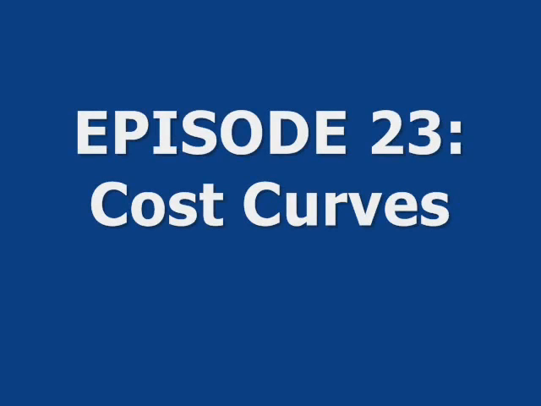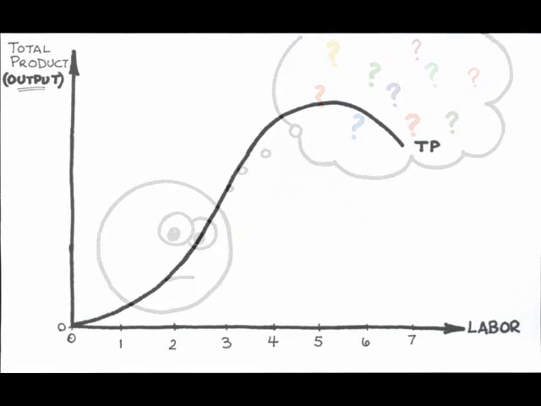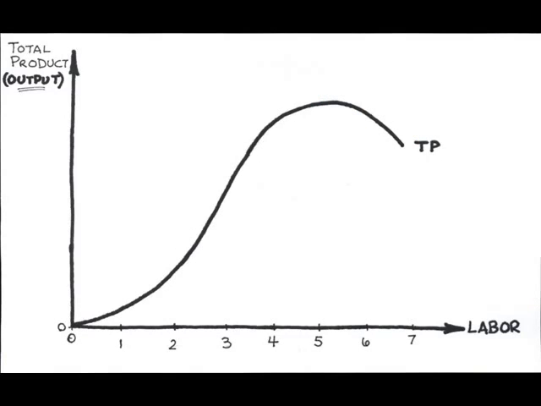Okay, so what do costs look like? Frankly, I have very little idea, but I do know what product curves look like, so I can start from there. How? Well, variable costs are related to variable inputs, right? The total product curve is the relationship between the variable resource, labor, and the amount of output.